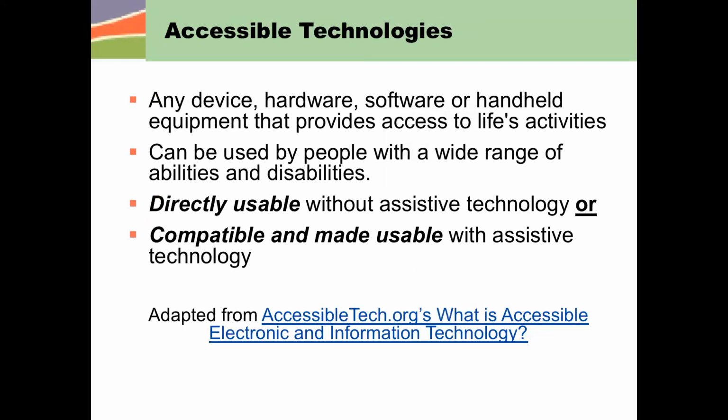So when we think about accessible technologies, this is an interesting piece because this is where the assistive technology piece comes in. We're looking at the whole notion of whatever it is, device, hardware, software, handheld equipment, that provides access to life's activities. And the notion is that it can be used by people across a wide range of disabilities and abilities. So the two pieces that I think are important here are that they're directly usable, meaning they come out of the box and you can go without assistive technology because of the way they're designed, or they are compatible and made usable with assistive technology.